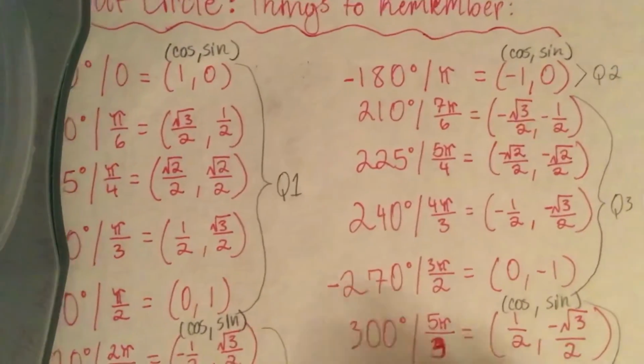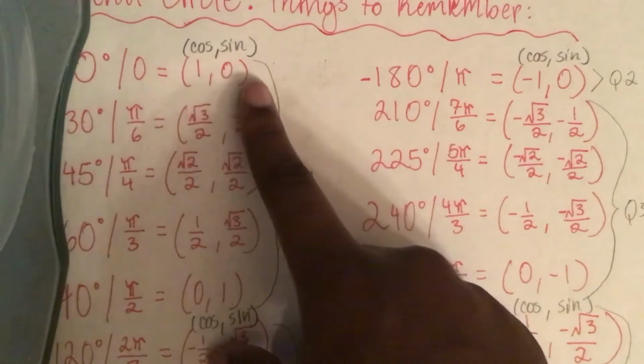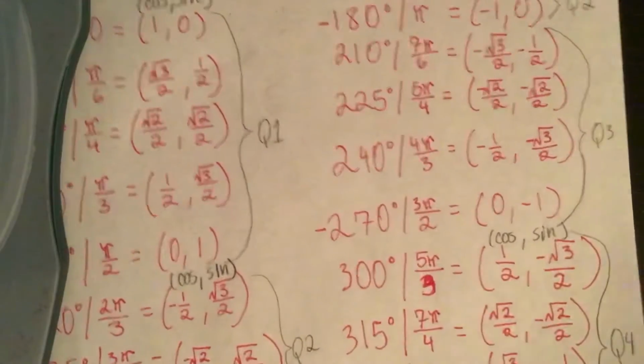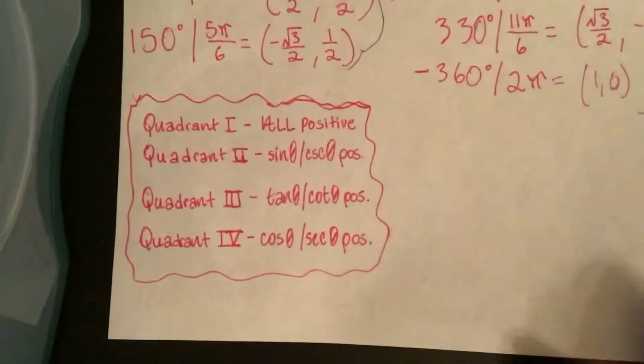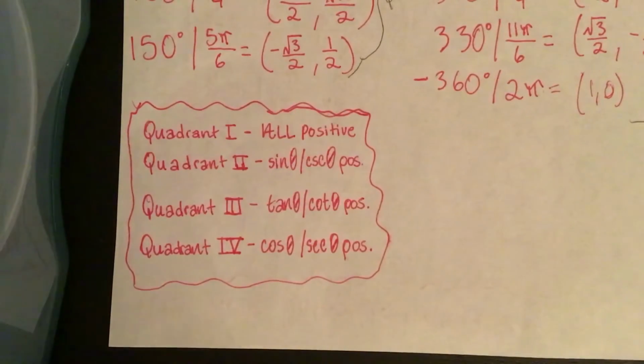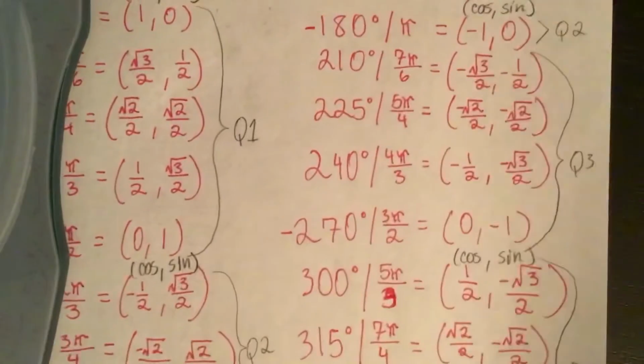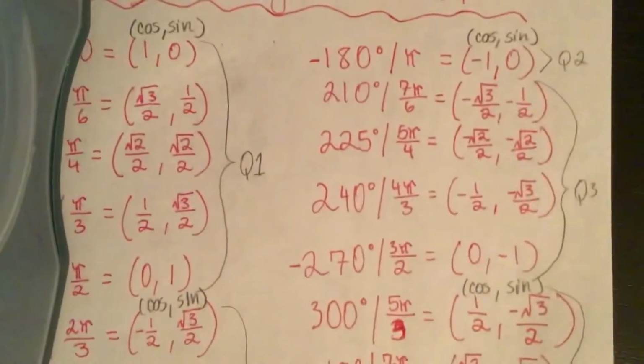Also, as you can see here in these ordered pairs, the cosine is going to be x and the sine is going to be y. That's something I used to really memorize it. And then obviously you need to know which signs are negative and which are positive in which quadrants. That's another key thing. This is also something I used to memorize the unit circle.